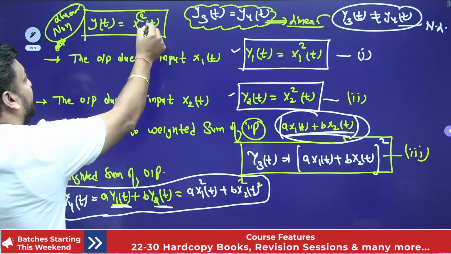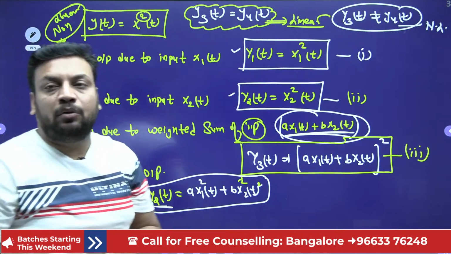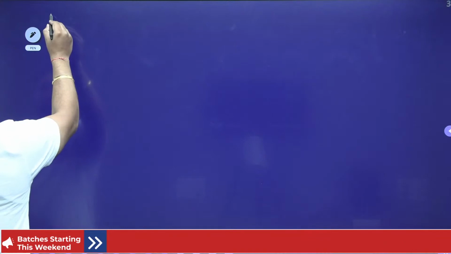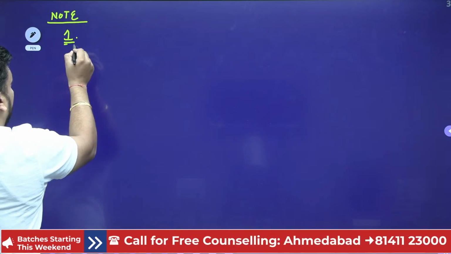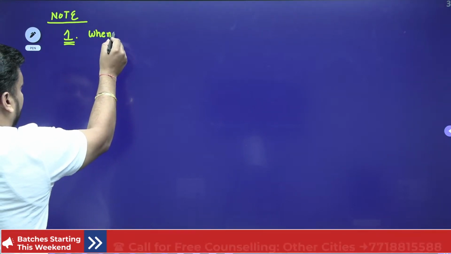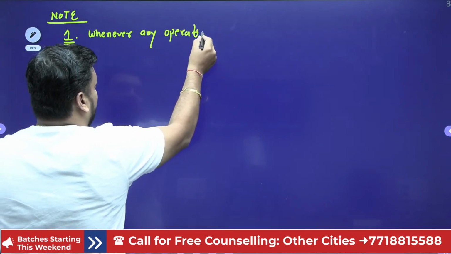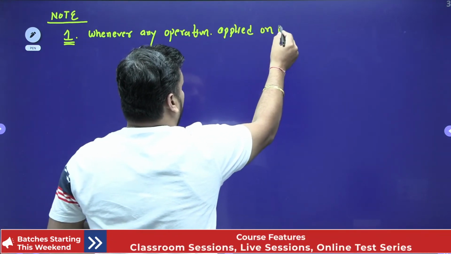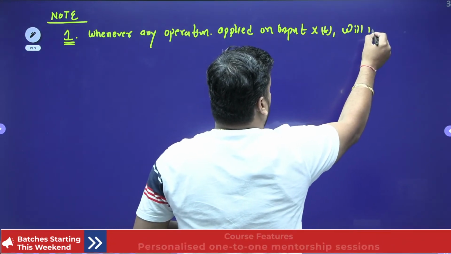So what is the important note? This is the conventional approach. The short trick is: whenever any operation is directly applied on the input x(t), it will make the system non-linear. So a very important note is coming now. Note number 1: whenever any operation is directly applied on input x(t), it will make the system non-linear.